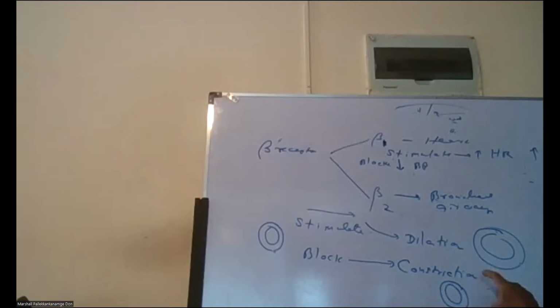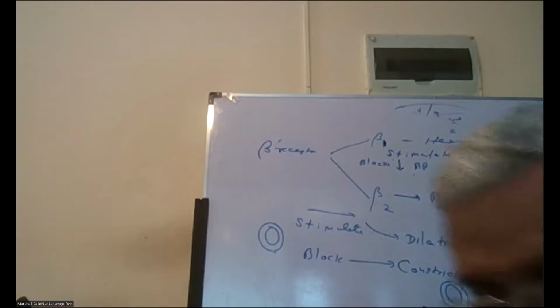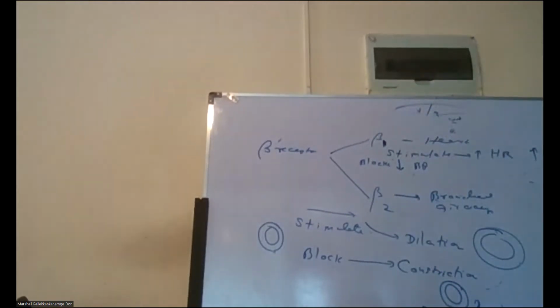So when the heart blood pressure goes down, this also happens. See? Constriction of the airways. So normally, a normal person can stand this, but if the patient is asthmatic, they normally don't give beta blockers. Okay.